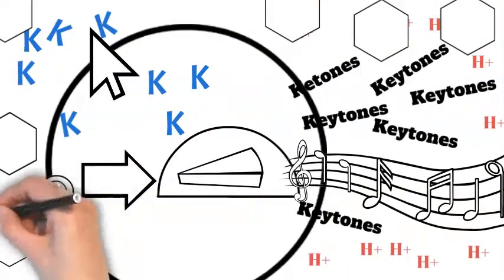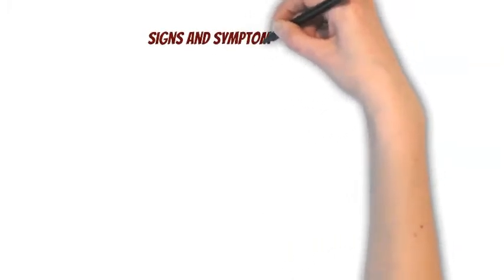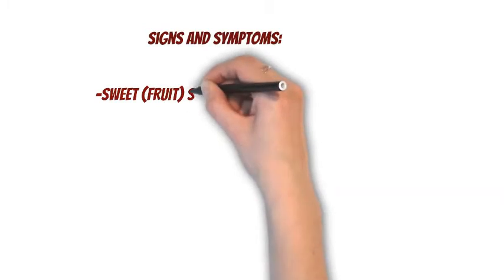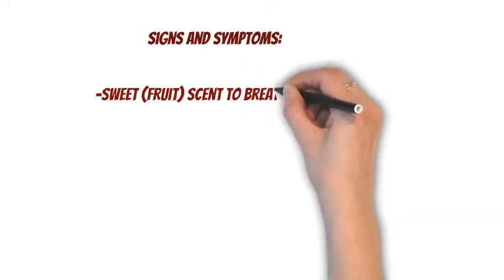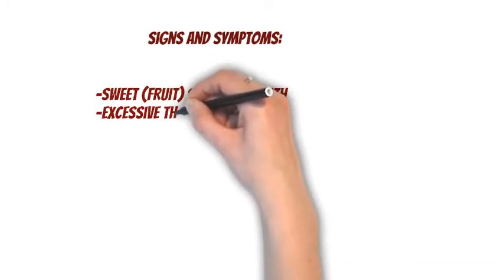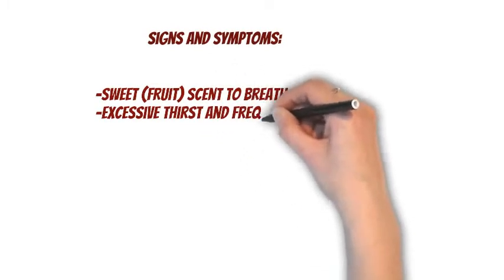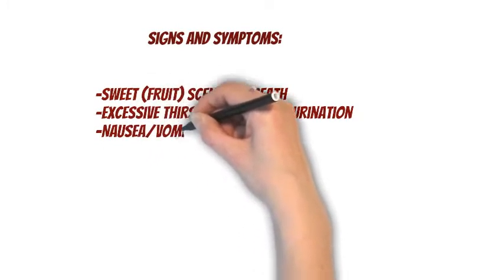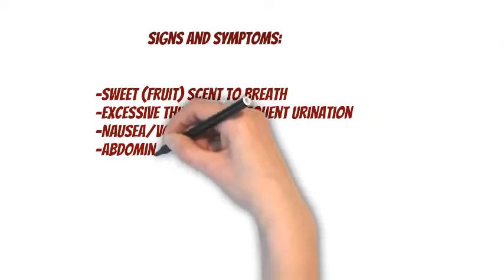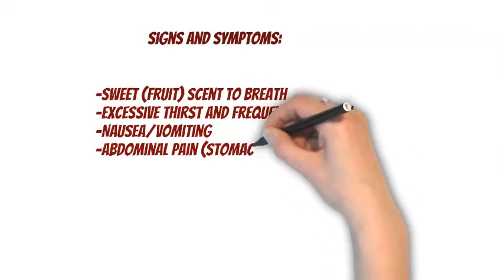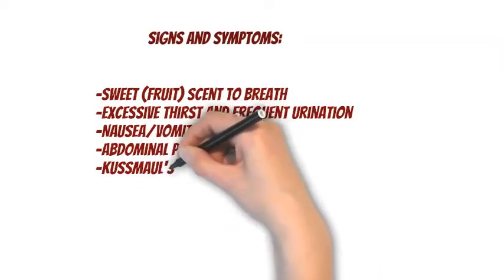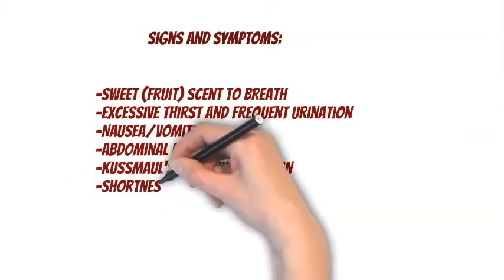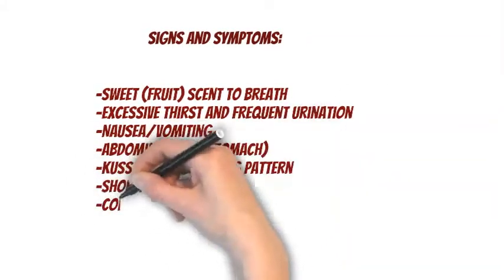Signs and symptoms: sweet, fruit-like scent to breath. Okay, excessive thirst and urination, nausea, vomiting, abdominal pain, Kussmaul's breathing pattern. We'll talk about that. Shortness of breath, confusion, and lethargy.